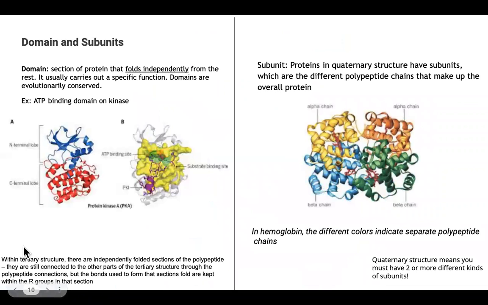All right, and so this is where quaternary versus tertiary comes in. If an individual polypeptide, just one long chain of amino acids, folds in one place and then folds in another place down the chain, those are domains. But once you introduce that second polypeptide, then it becomes subunits. Each one of those polypeptides is a subunit. So yeah, make sure you get that.